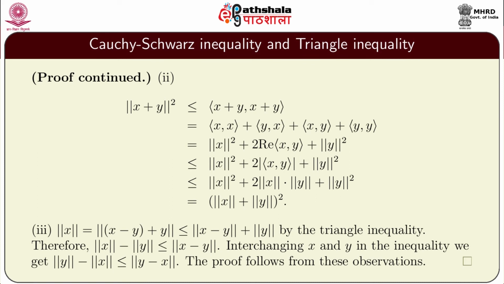And now we can apply the Cauchy-Schwarz inequality to get less than or equal to norm of x square plus twice norm of x times norm of y plus norm of y square, and you can see that this is a perfect square, and that is equal to norm of x plus norm of y whole square. This proves our result.